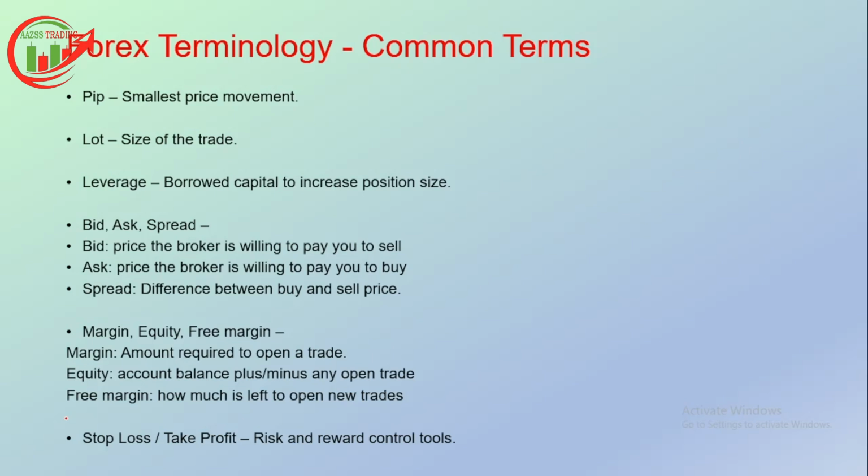The next one is leverage, which uses borrowed capital to increase position size. Then bid and ask price, and spread is the difference between them. Margin is the amount required to open a trade. Equity is the account balance plus or minus any open trade, whether profit or loss. Stop loss automatically protects your account, and take profit automatically locks in profit for you. They are the risk and reward control tools.